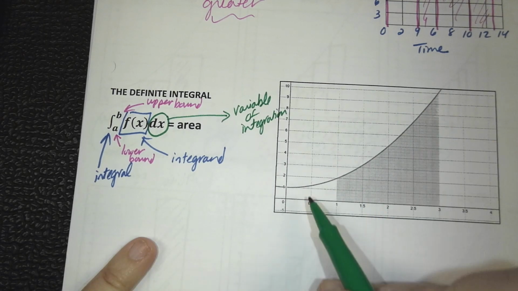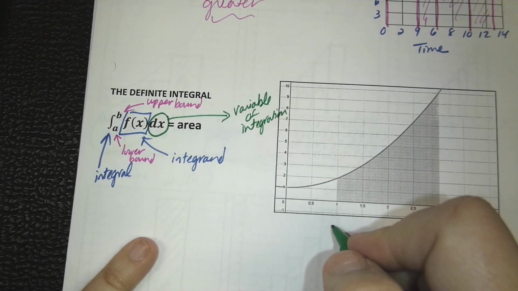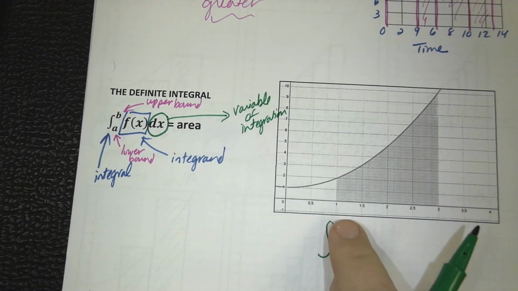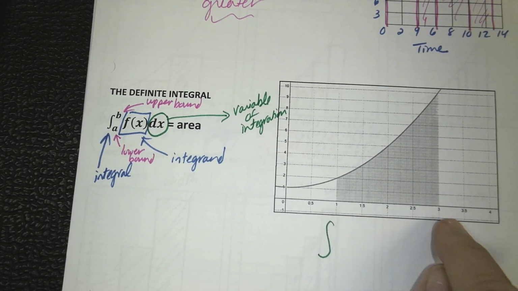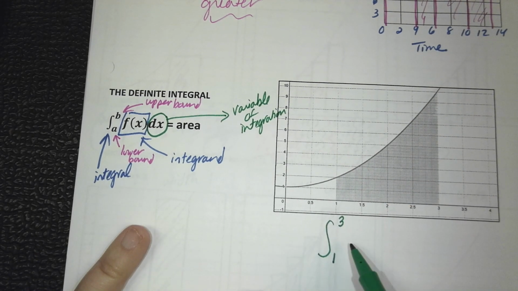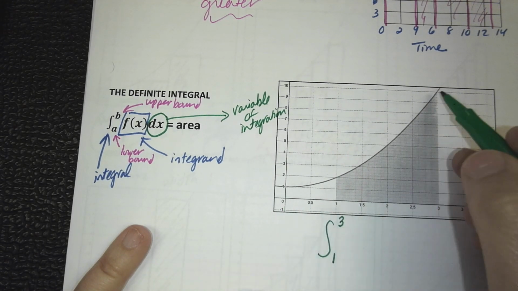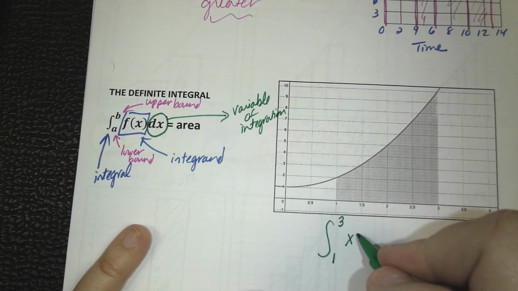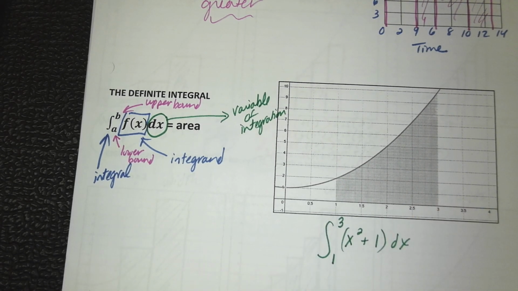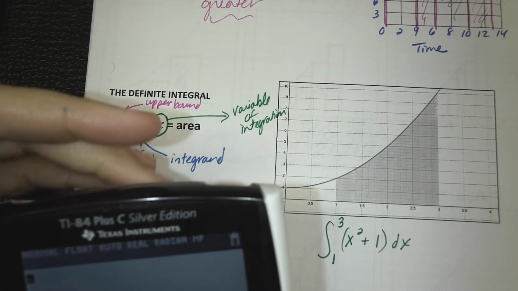If I was taking this picture right here, I would take the integral to find this area. From what to what? What are my bounds? 1 and 3. 1 goes on the bottom, 3 goes on top. You put the function next to it. This is the x squared plus 1 function that we were doing from the beginning. You then write dx. Then you go to your calculator.